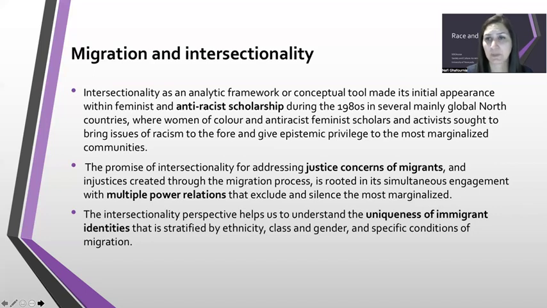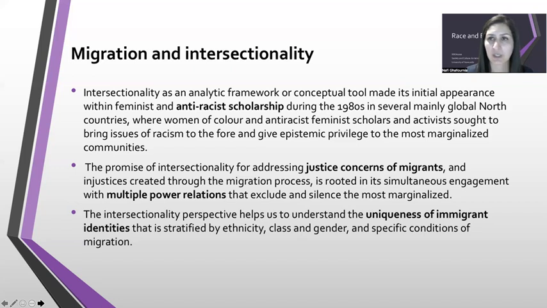Also, there is a connection between immigration and intersectionality. As I said, intersectionality first appeared in feminist and anti-racist scholarship during the 1980s. In several global North countries, women of color and anti-racist feminist scholars and activists tried to bring the issue of racism to the fore, and to give epistemic privilege to the most marginalized communities. So intersectionality started with women of color and anti-racist scholarship, and it had a deep connection with immigration and people of color.